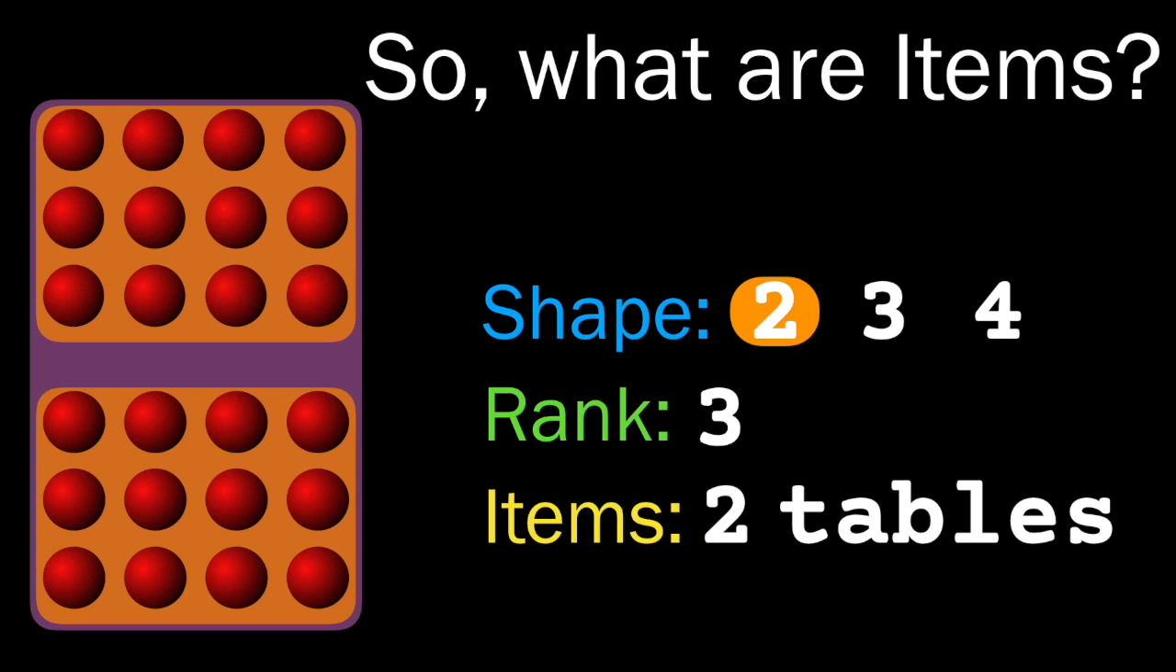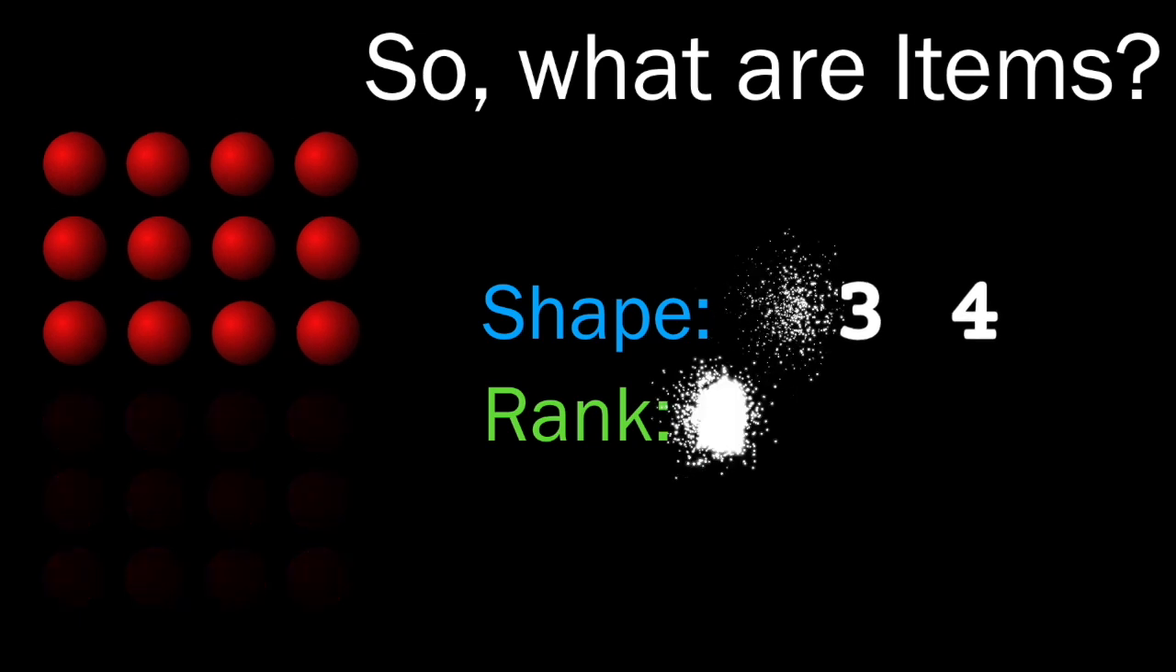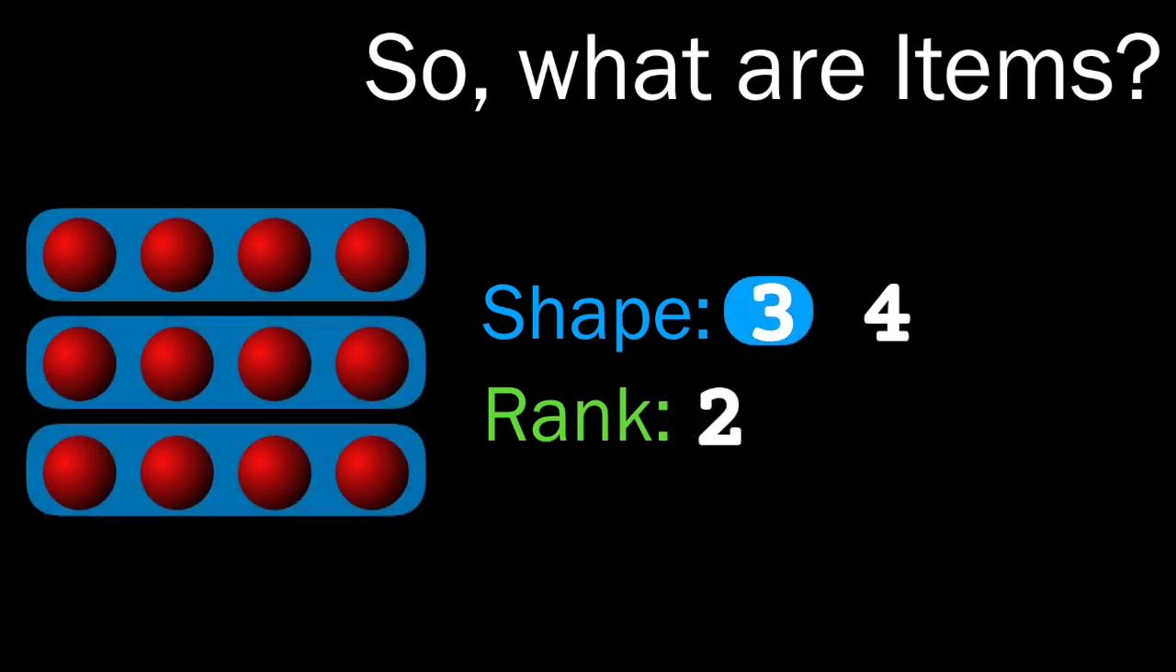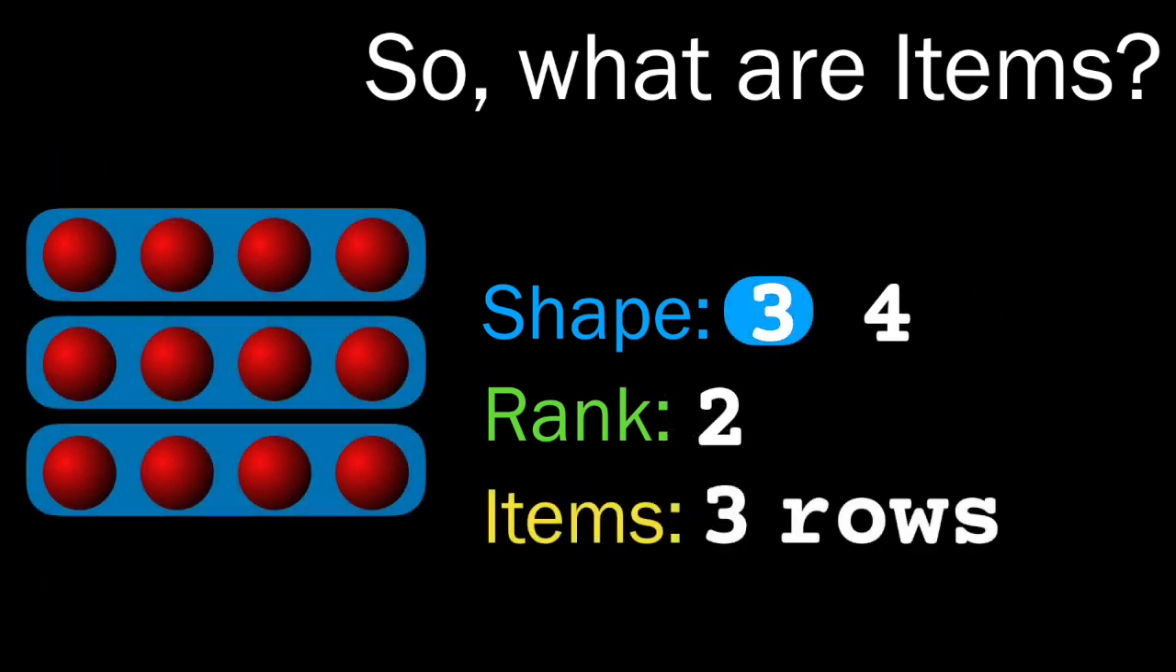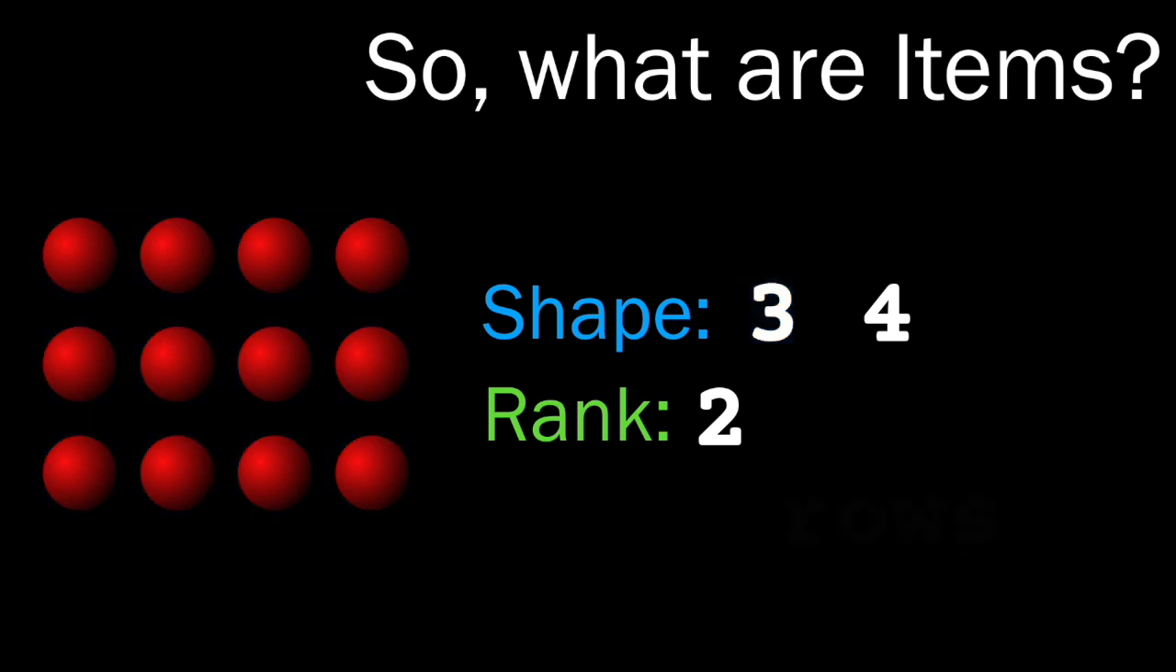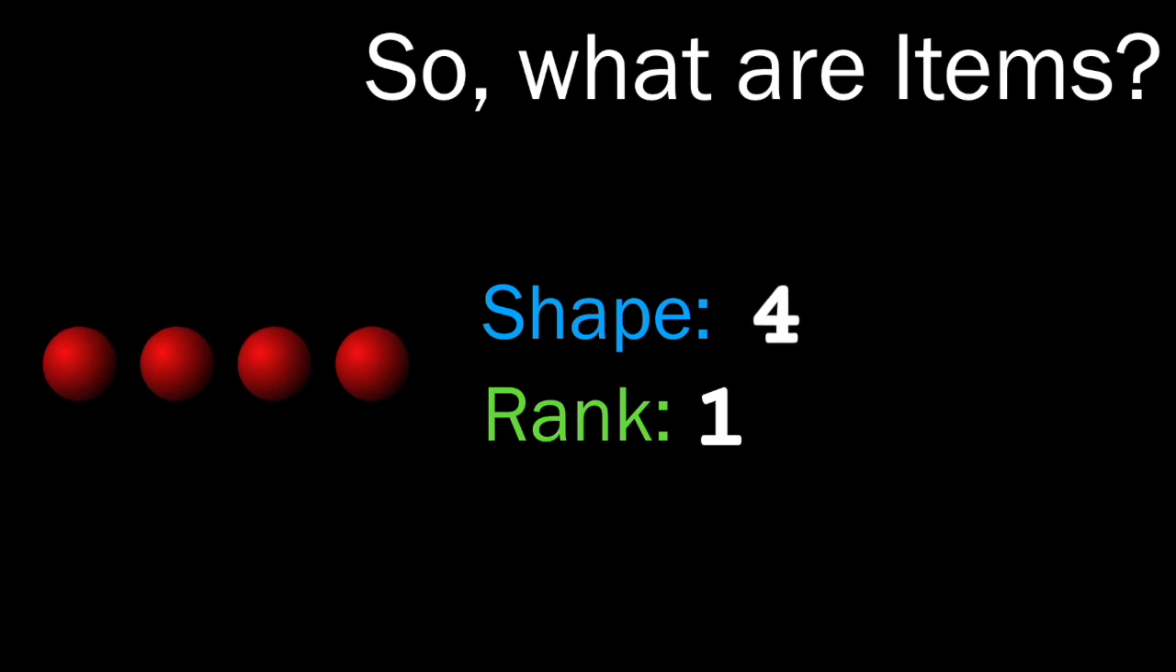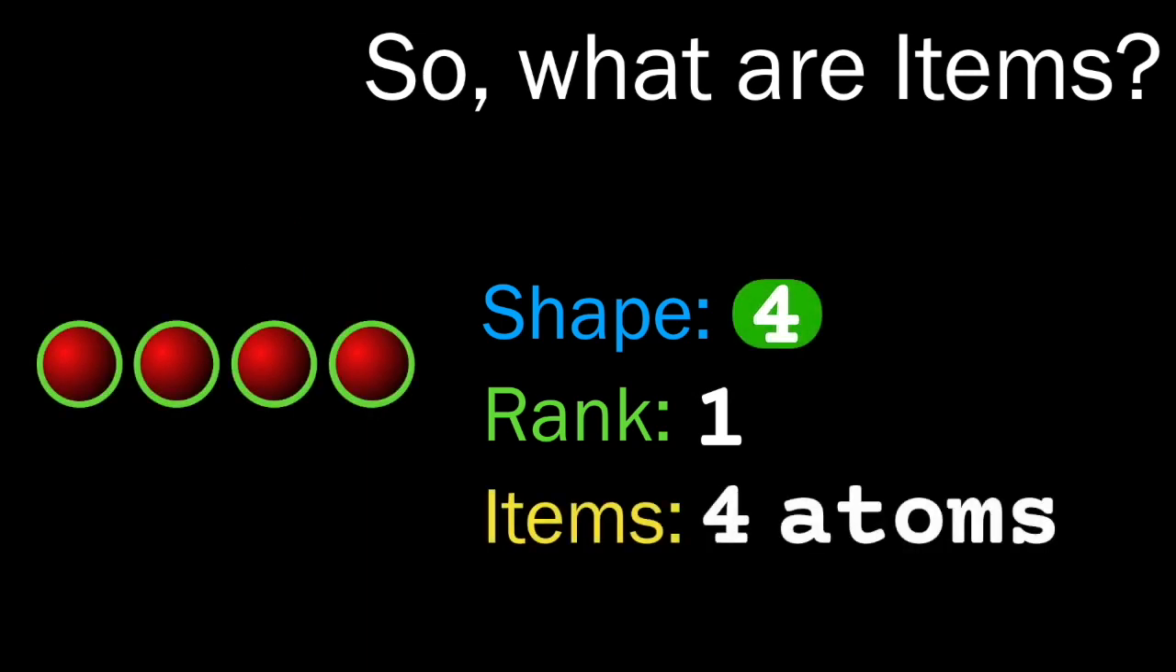Now, if we focus on one of those items, we change the shape to 3, 4, and the rank becomes 2 because there are 2 entries in the shape, and the items now are that first entry, which are the 3 rows. Focusing on one of those rows, the shape would become 4, the rank would become 1, and the items would be the 4 atoms of that shape. So we have 4 items in a shape of 4.